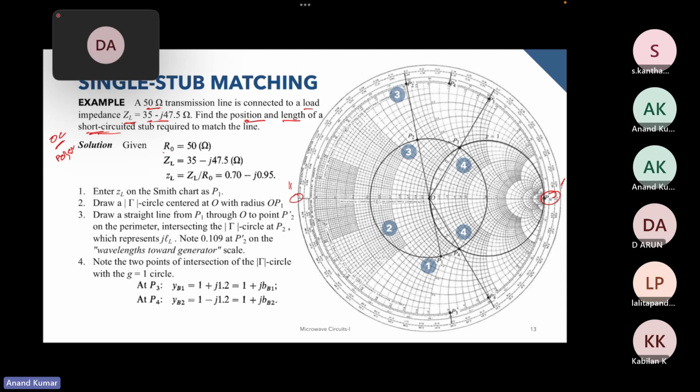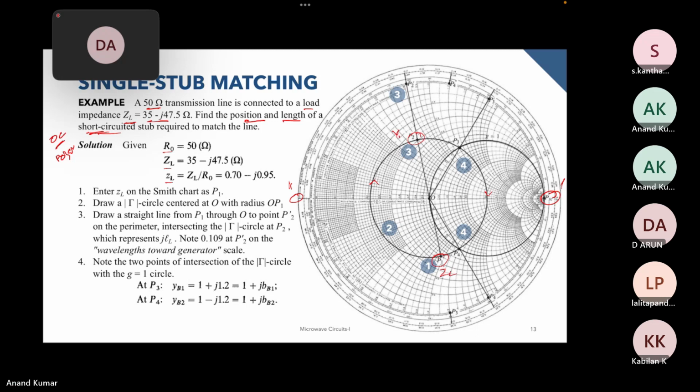So we have R naught given over here, we have ZL given over here. We can normalize it. Once we have the ZL over here, we enter ZL at point 1, and then taking OP as the radius, we make this particular circle. Once we have made the circle, we mark the point. So this we entered as ZL.